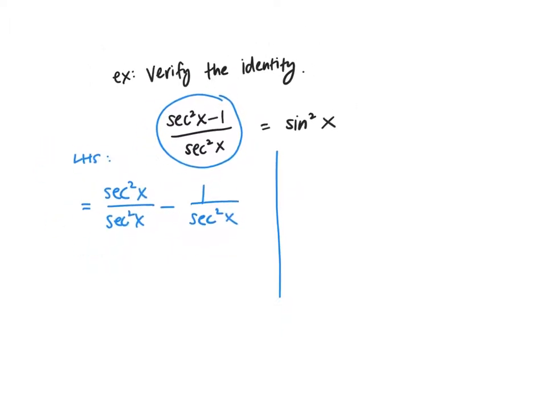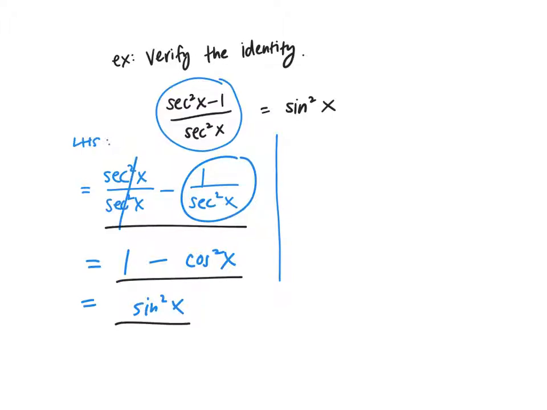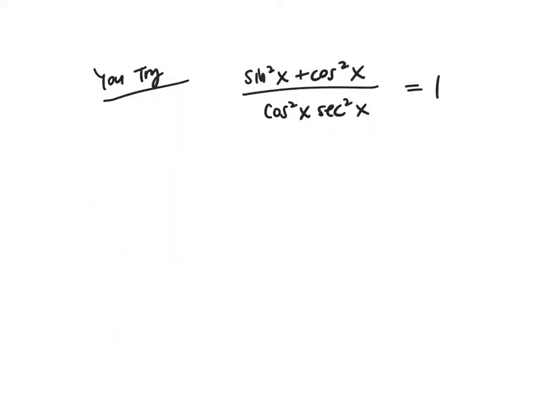Okay, and secant squared x over secant squared x gives me 1. 1 over secant squared x gives me cosine squared x. And if you recall from the Pythagorean identity, 1 minus cosine squared x is equal to sine squared x. So I have proven, through simplifying the steps on the left-hand side, that the left-hand side is indeed equal to sine squared x. So again, I take this side, simplify, and replace it through a series of steps, and then you make it look like the right-hand side. Okay, go ahead and try this problem.